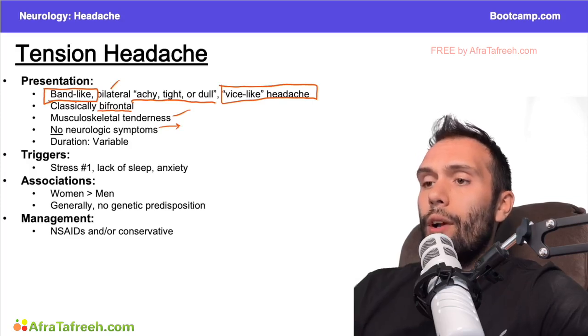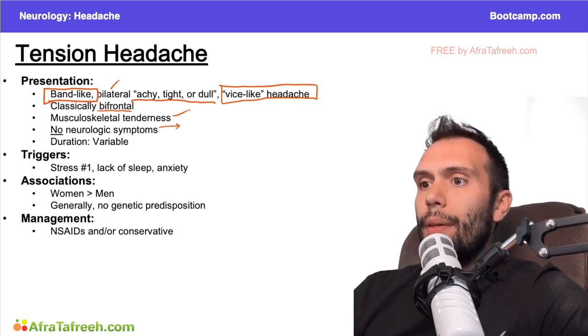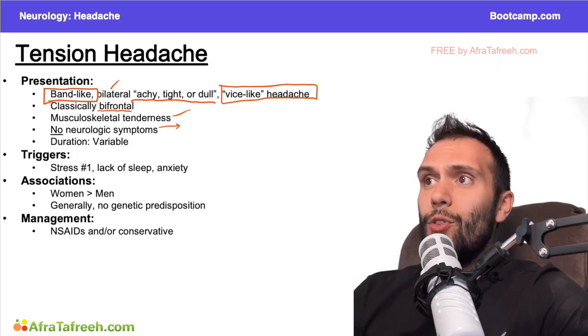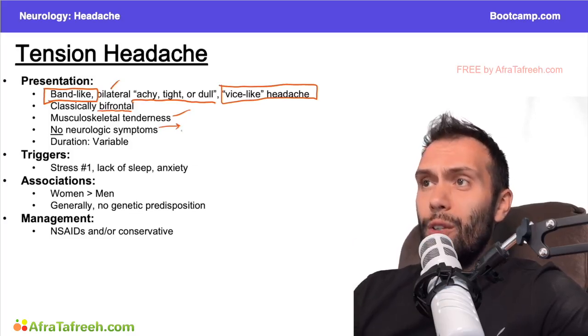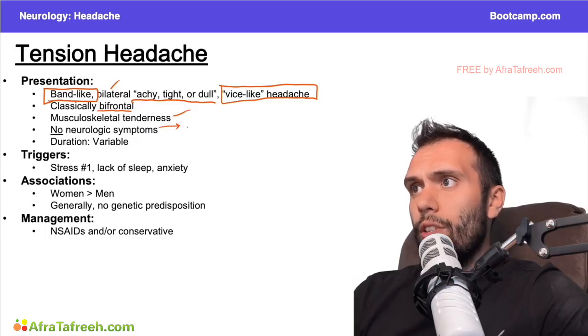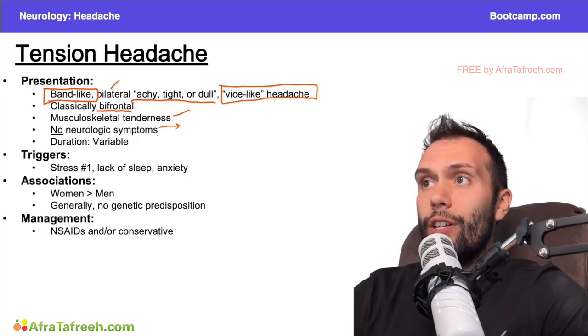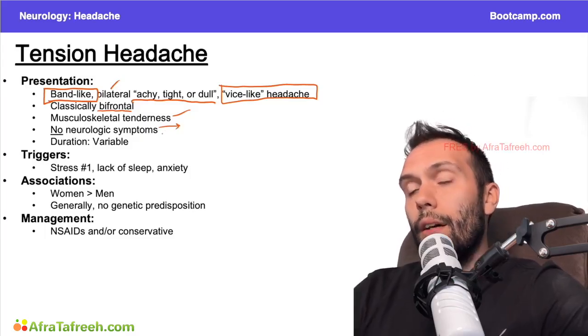Of course, with everything that we talk about, in some cases there might be an exception. But in general, when you're thinking about tension headaches, I want you to think of it as having no real neurologic symptoms, especially in a board question. It would be very non-traditional to see that. And so this is again going to help you differentiate this from things like migraines, for example.